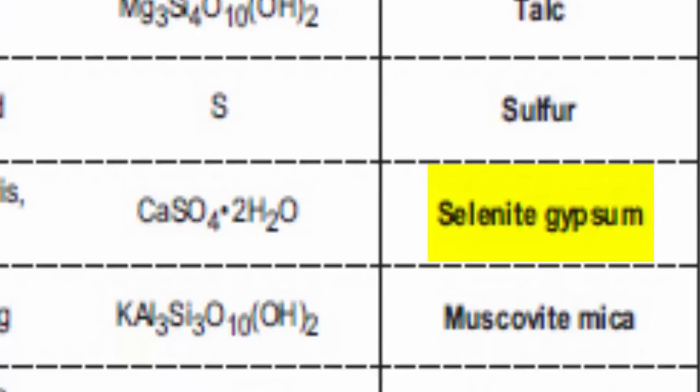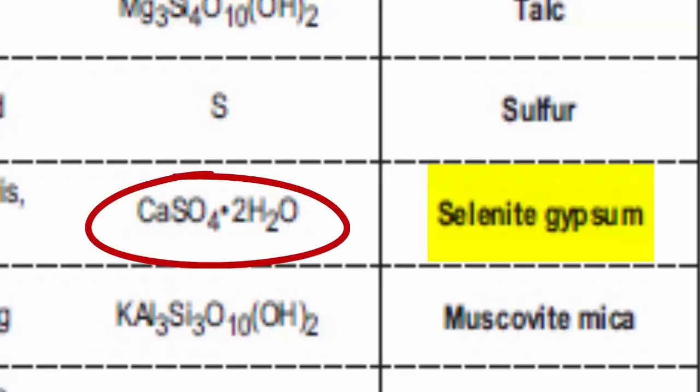If you take a look at the mineral selenite gypsum, this is all over your house. You have it in your walls because it's what makes up the drywall or the sheetrock that is attached to the studs in your house. And if we take a look at the chemical composition, it has calcium, sulfur, and oxygen. S stands for sulfur, not silicon, and 2 waters. So there is no combination of silicon and oxygen, even though it does have oxygen, because there's no silicon in there, it makes it a non-silicate mineral.